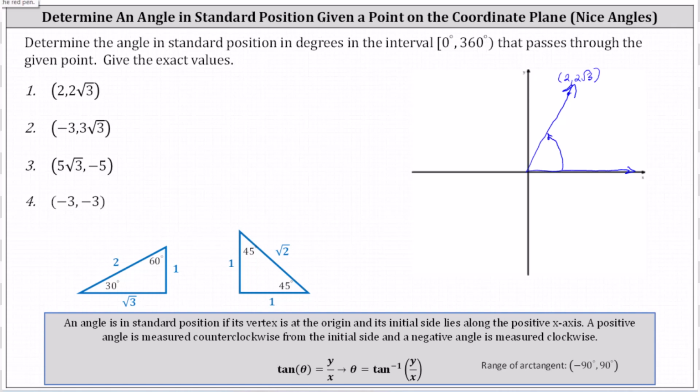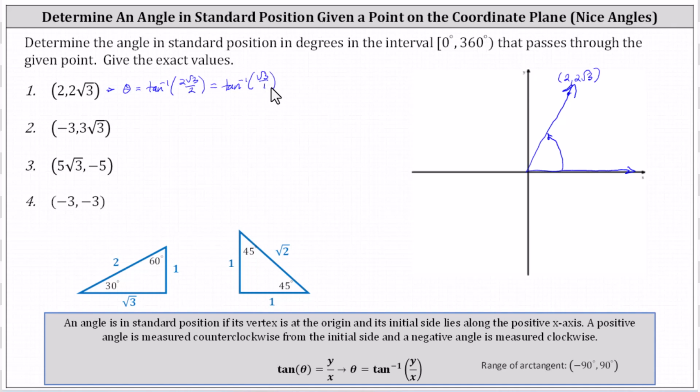Recall that tangent theta is equal to y divided by x, which indicates theta is equal to arctangent or inverse tangent of y divided by x. For number 1, this indicates that theta is equal to inverse tangent of 2√3 divided by 2, which if we simplify is equal to inverse tangent of √3 divided by 1.